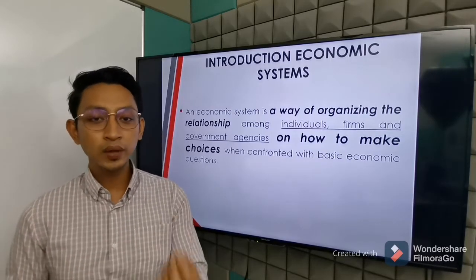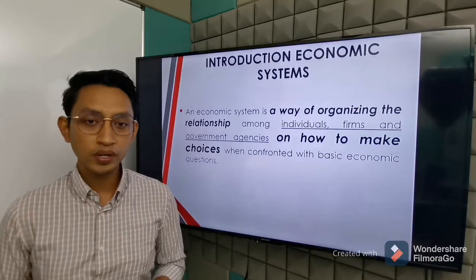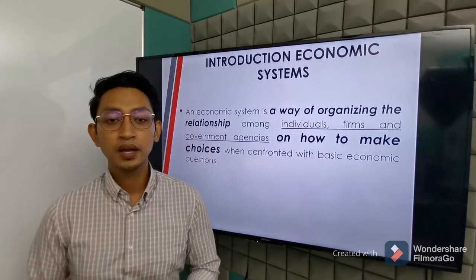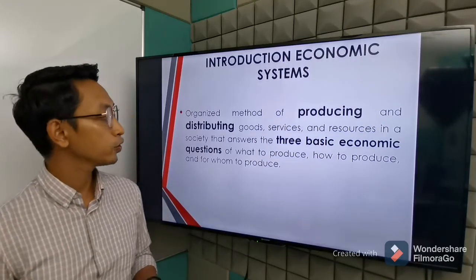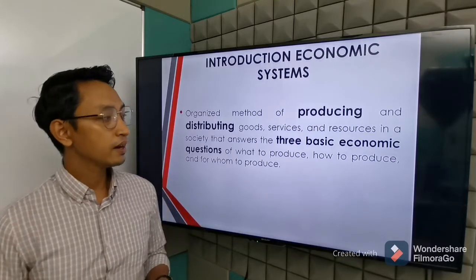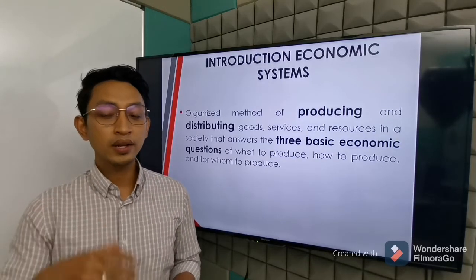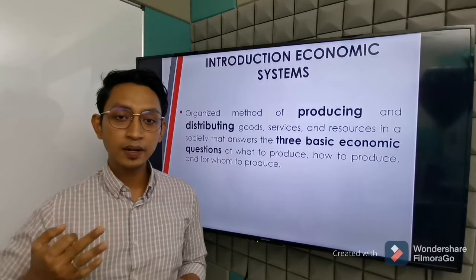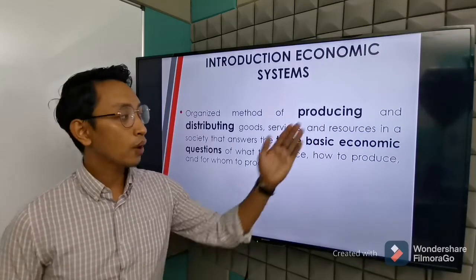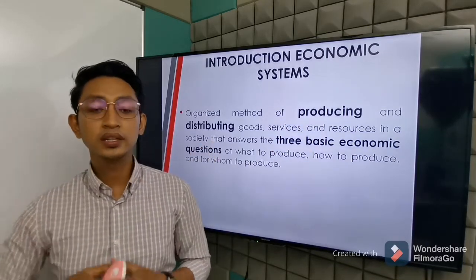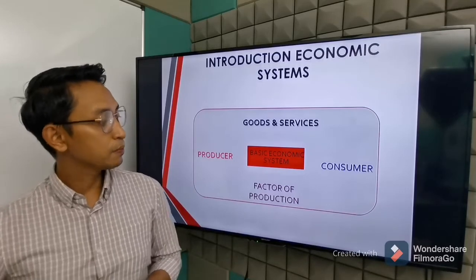The mechanism, the methodologies we use to make a choice or to answer the 3 fundamental economic questions will determine what kind of economic system we are practicing. In other words, economic system is the organized method of producing and distributing goods, services and resources in a society that answers the 3 fundamental economic questions. At the end, when we answer these questions, we are trying to get the answer to what to produce and how we distribute the goods, services, and resources that we have in our economy.